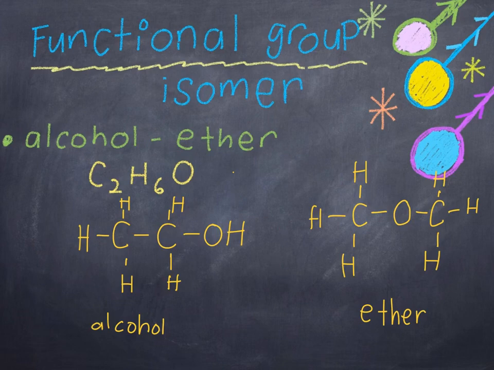Okay, so that is all to explain the basics of structural isomers: chain isomers, positional isomers, and functional group isomers. Okay, so that is all. Thank you.